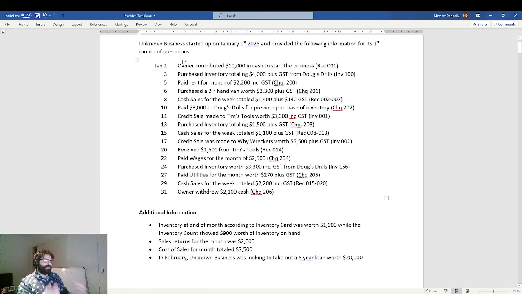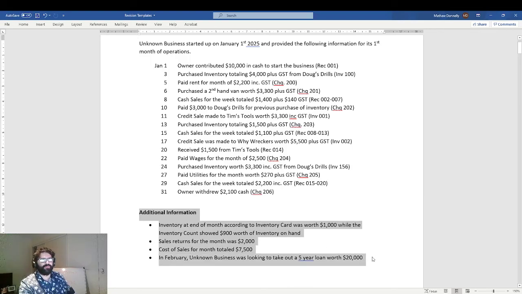So we've got unknown business. They started on January the 1st, 2025, and provided the following information for its first month of operation. So it goes from January 1 to January 31st. So let's input each of these and we'll build from there. Now, the additional information is what we're going to refer to in part 2 when we do our reports, okay? So no need to worry, we will come back to that.